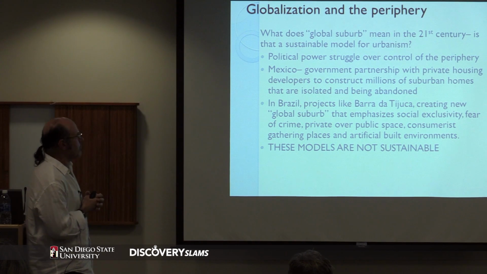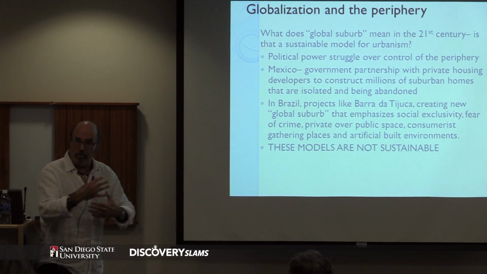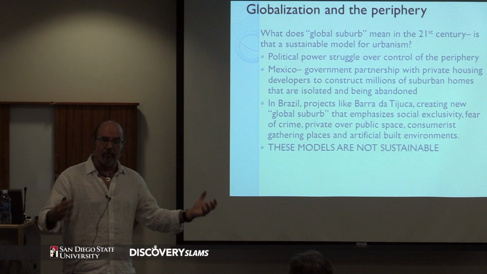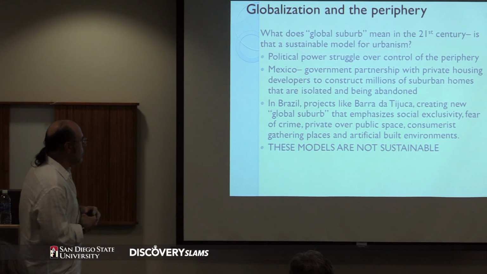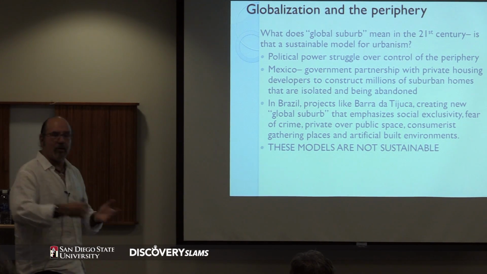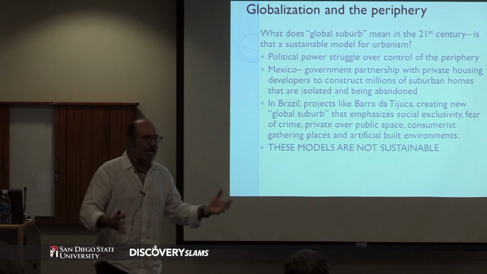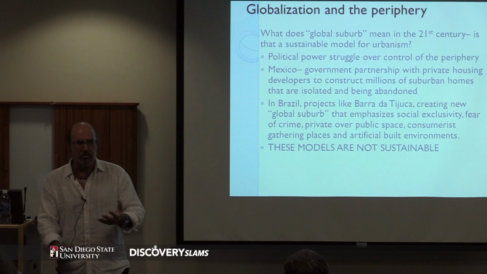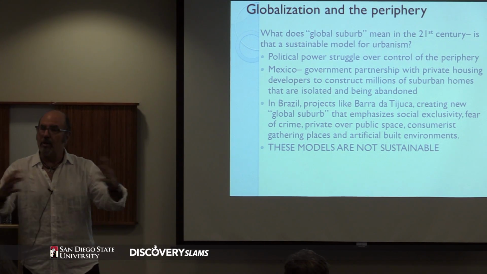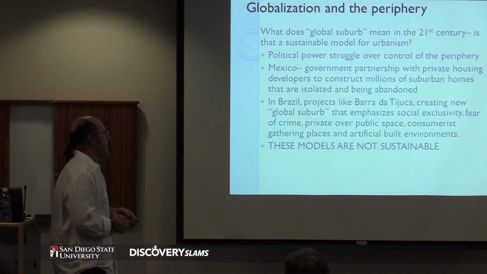So what does the global suburb mean? It's a political power struggle now for control of these highly coveted peripheral regions. In Mexico, the government went into a private partnership with developers to build these suburban houses, and it failed because they didn't provide hospitals, schools, places to shop. People are very isolated. Crime rates are going up in those suburbs.